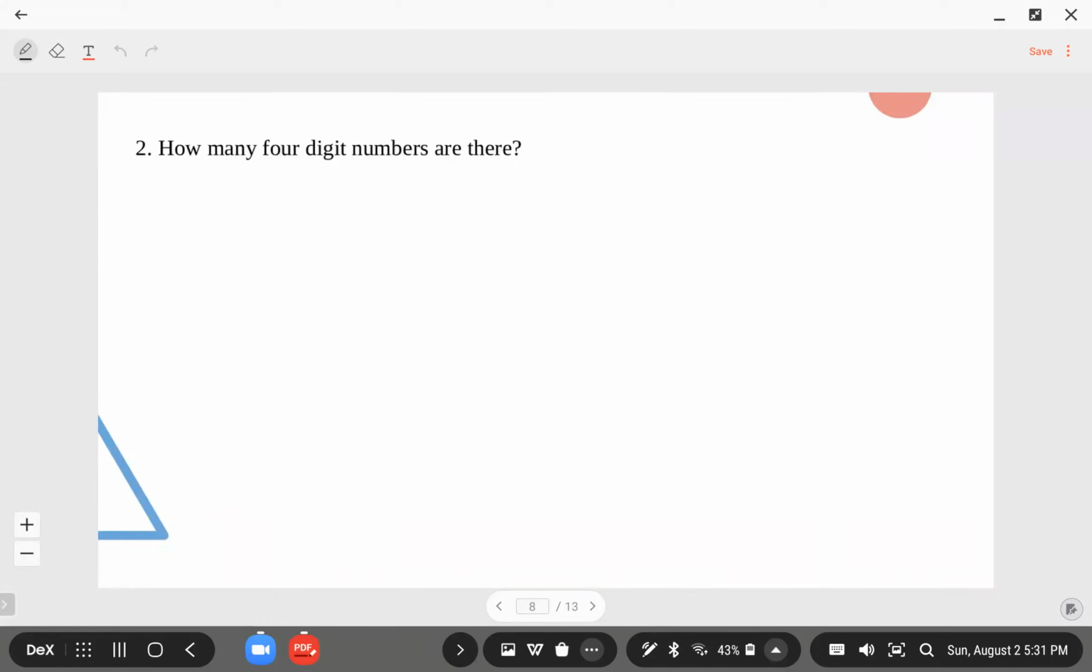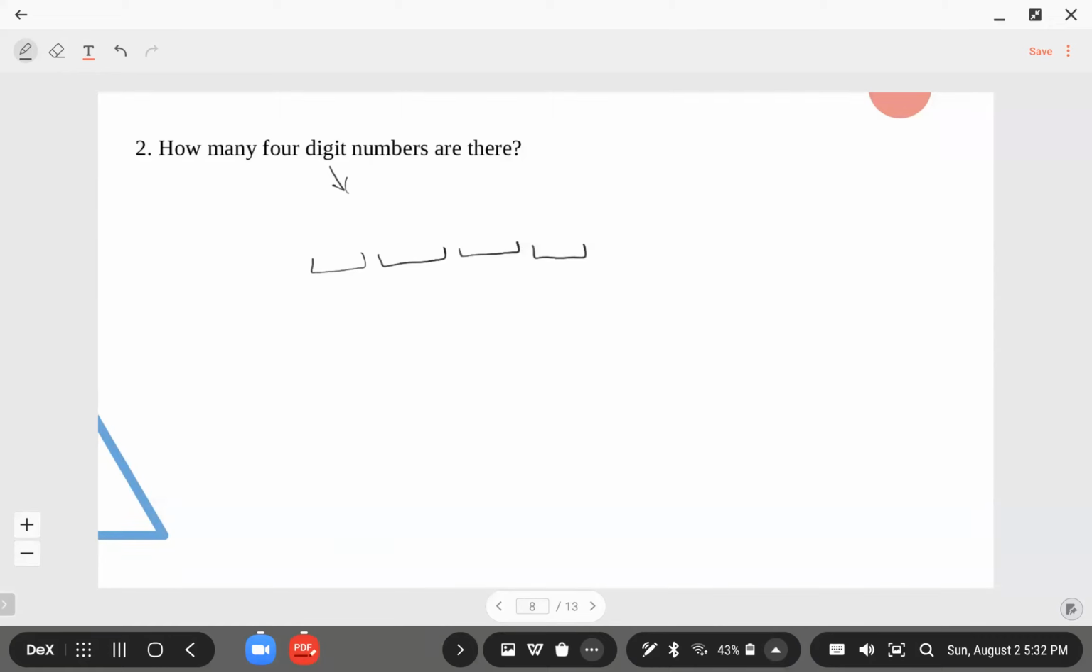Number 2 is how many 4-digit numbers are there? So this one we haven't learned yet. You can't solve this with just a single factorial. With this one, we need to use something called the box method. So there are 4 digits, so we have 4 boxes. Okay? 4 places.